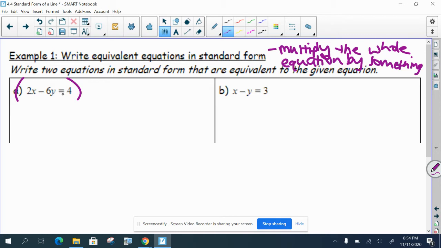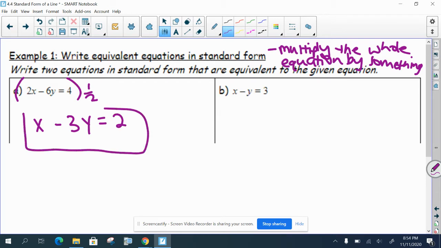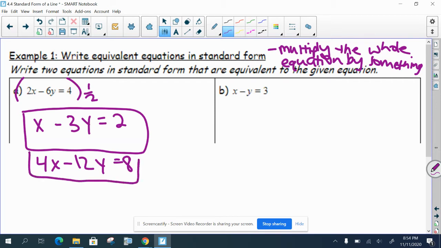We couldn't multiply it by a fourth because 2 and 6 wouldn't be divisible by 4. But what about 1/2? Since 2, 6, and 4 are all divisible by 2, we can multiply it by half. So this would become just x minus 3y equals 2. That would be one equation, and then the other equation, I guess we could compare it, would be 4x minus 12y equals 8.